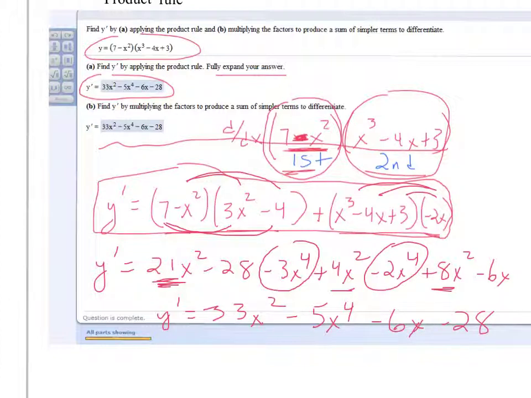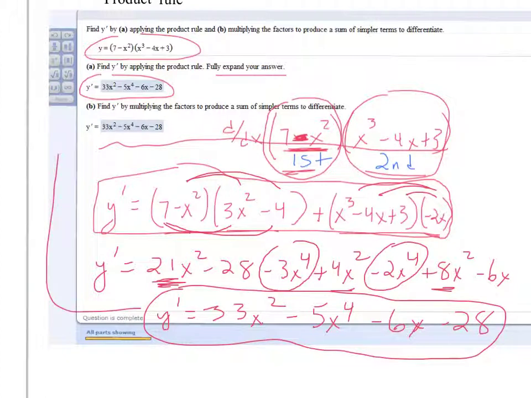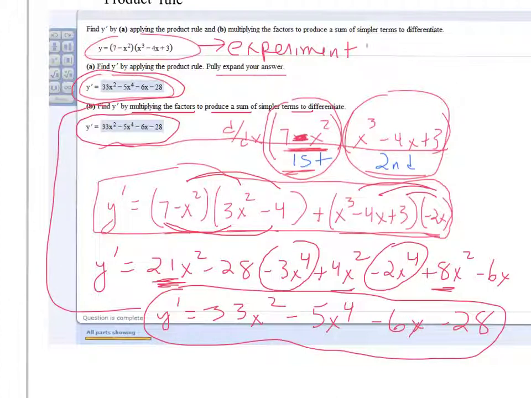All right, so we arrive here, and notice I don't even have that in descending order. And notice when I typed that into the computer, I didn't even bother putting that in descending order, and it still accepted it. And then I did want to mention, it says in Part B to find y prime by first multiplying the factors out to produce a sum of simpler terms and then differentiate. Well, clearly if you do that, you're going to arrive at the same answer, and I'll let you experiment with that. So note to self, you can experiment with multiplying this first.